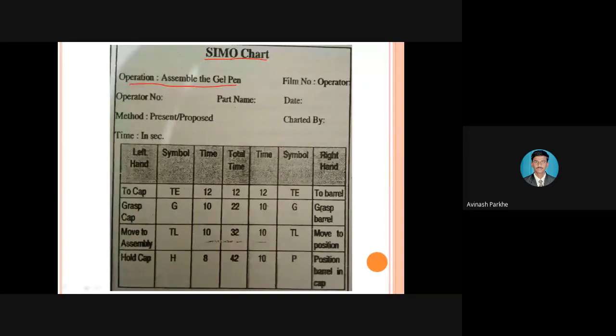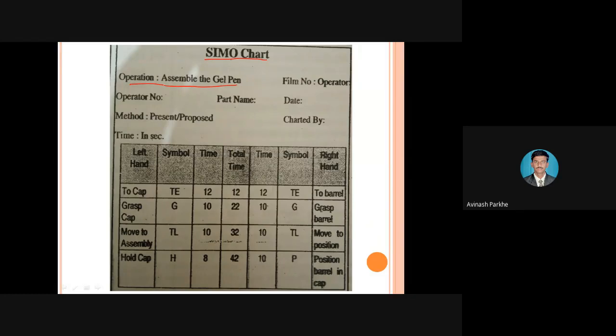For this assembly, very small movements are taking place by the left hand and the right hand. This is not a big operation. This is a very simple operation. But during that, some repetitive movements are taking place, and that work can be completed within a short cycle. Such short cycles and small operations can be represented using Simo charts.